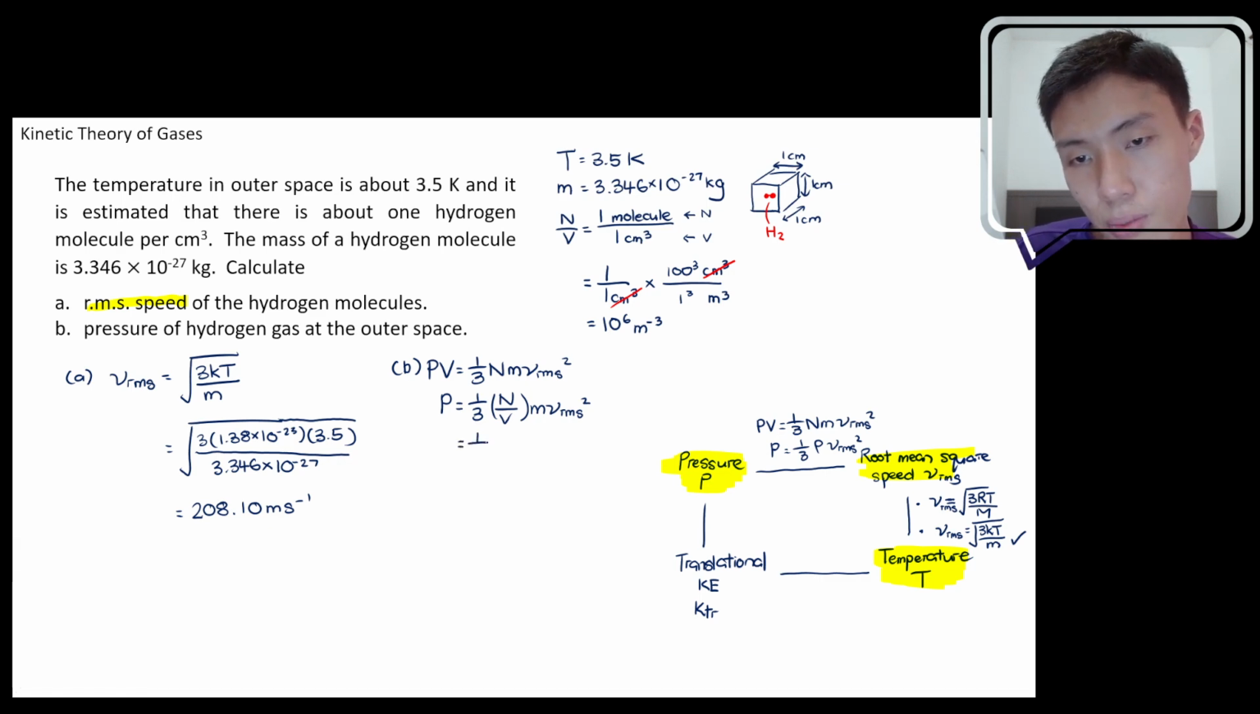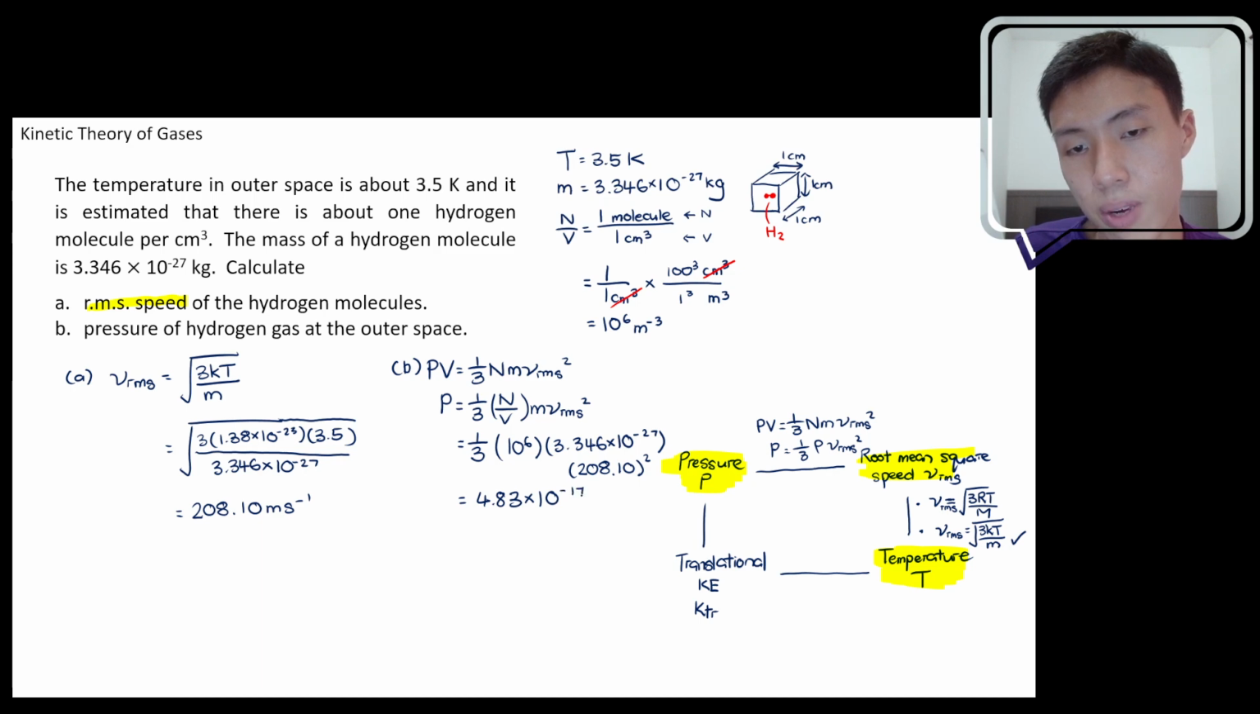You are finding pressure, so leave pressure as it is. The number of molecules per unit volume is 10 times 10 to the power of 6. The mass of one single molecule is 3.346 times 10 to the power negative 27. And our VRMS squared, VRMS you obtained from the previous question, which tells us that it's 208.10, squared. From here, you're able to get the pressure to be 4.83 times 10 to the power of negative 17 Pascal.